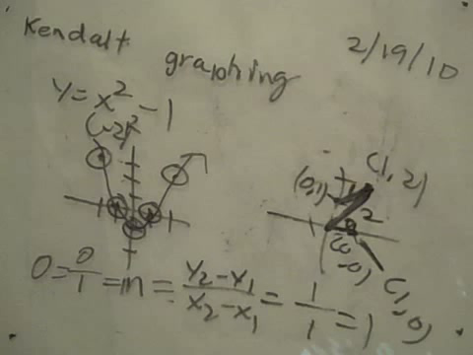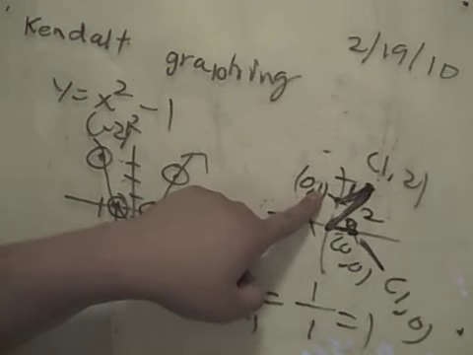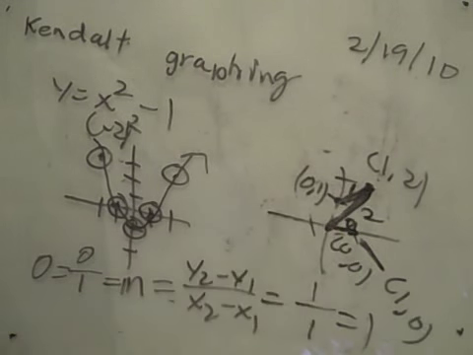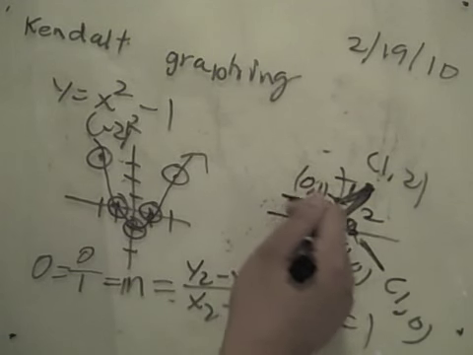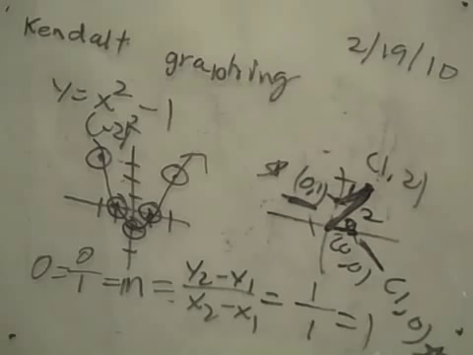Alright? So that's a basic rundown of slope. Let's have you calculate the slope between this point and this point, between 0, 1 and 1, 0. Alright. I'll give you a second to do that. Hopefully you can do it in your head.